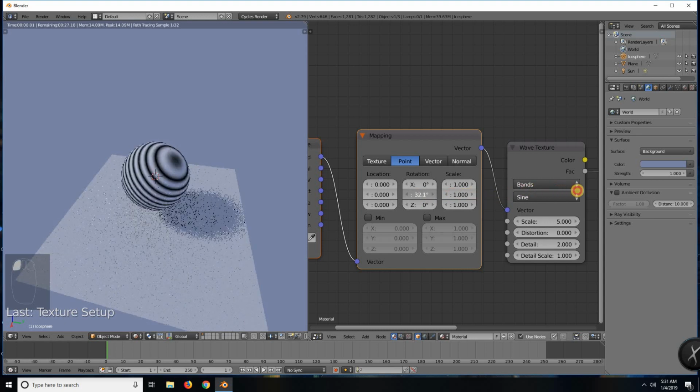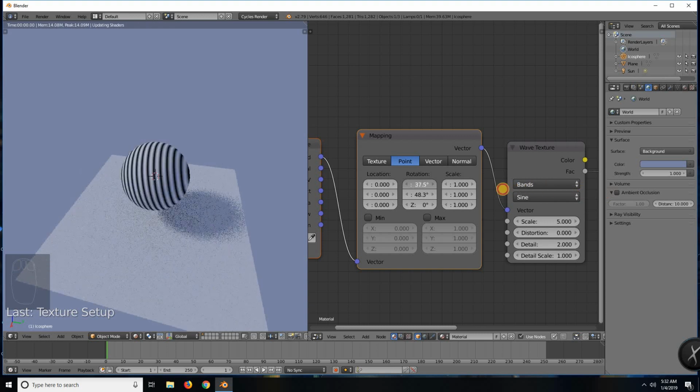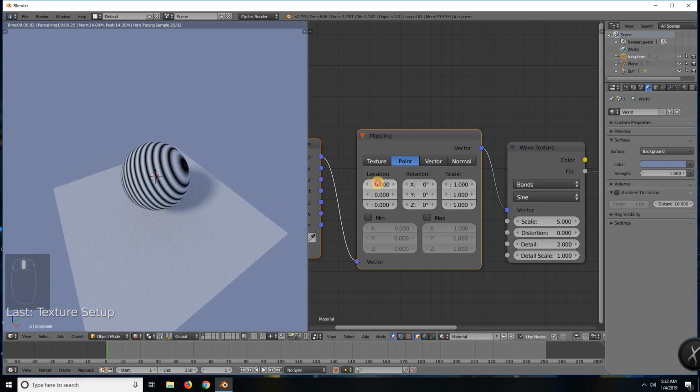Oh, I must be on the wrong rotation. And then I started playing with my other rotations. I'm like, all right, this is literally just moving my bands around. That's not what I want. Oh, that's right. It's going to be location that'll affect this for me. So let's start adjusting that location.